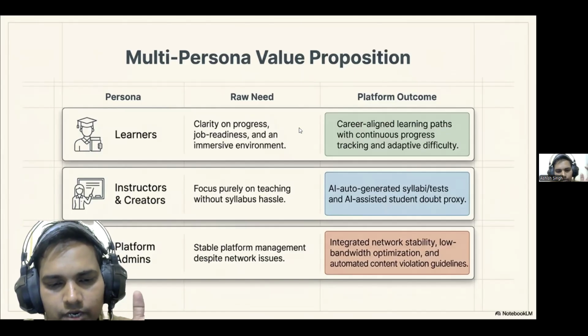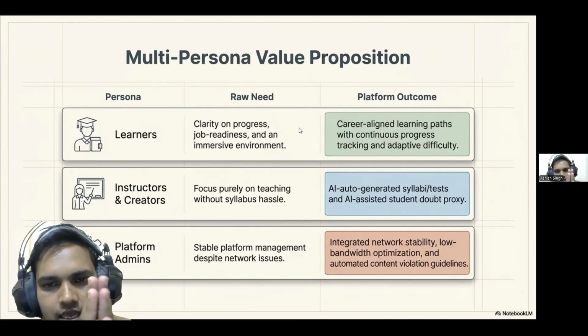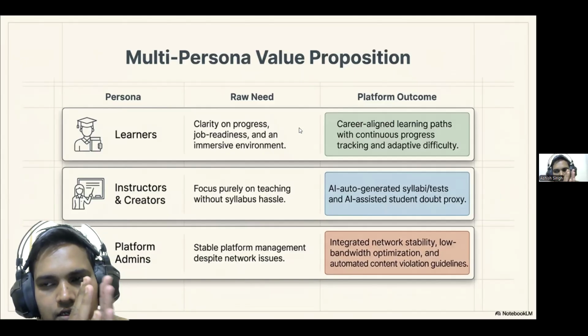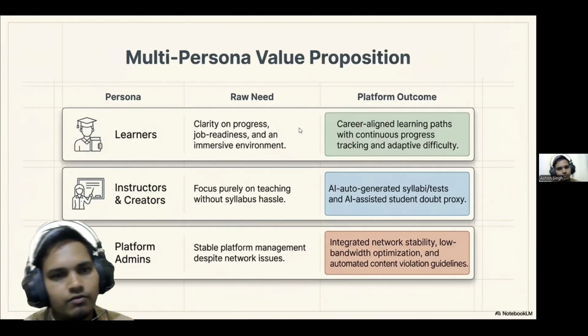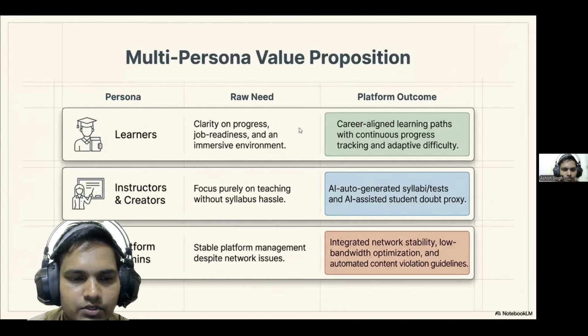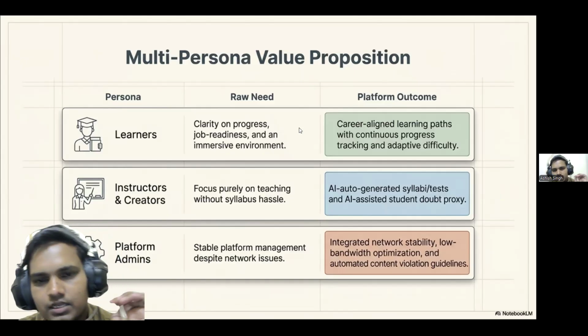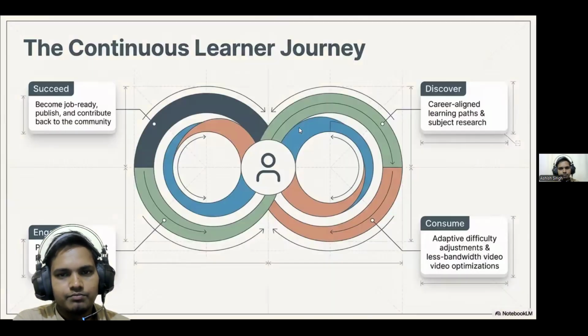The last one is the platform admins. We need stable platform management despite network issues, because we have a focus on students, and students may or may not have a fast internet connection, so we need to take care of that in this persona. The three personas: learners are mostly 10 to 30 years old, instructors and creators maybe 20 to 50, and platform admins we cannot distinguish demographically.